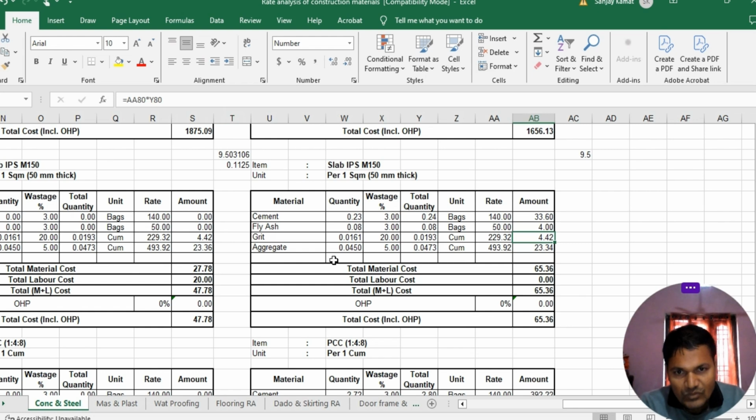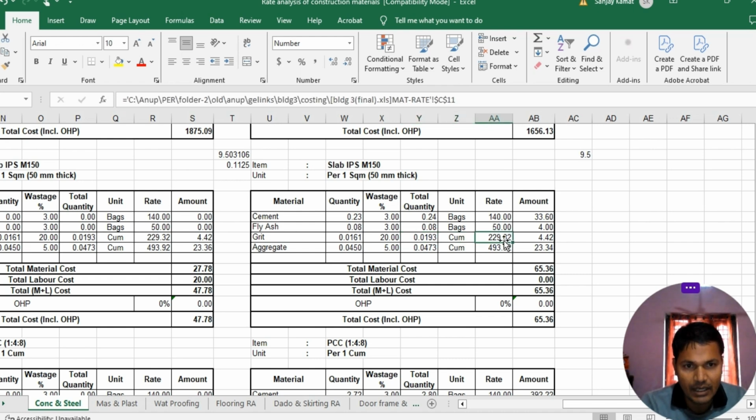So now coming to the grit material, the quantity we have to take is 0.0161 volume. This time the wastage percentage of the grit is 20%, and the total quantity of the grit is 0.0193. The unit of grit is cubic. The rate of grit is 229.32.